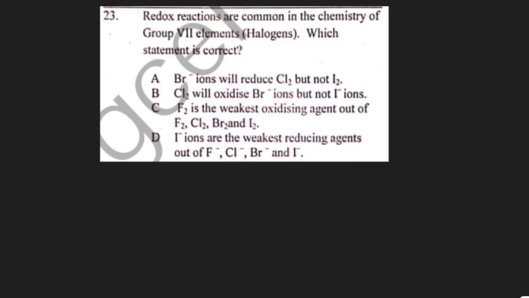Question 23. Redox reactions are common in the chemistry of group 7 elements. Which statement is correct? Let's say A, bromide ions will reduce chloride but not iodide. Down the group, reducing power increases and oxidizing power decreases. Since bromine will reduce chlorine but not iodine, it makes A our answer. B is not the answer because chlorine can normally oxidize bromide and iodide ions. So A is the best answer.